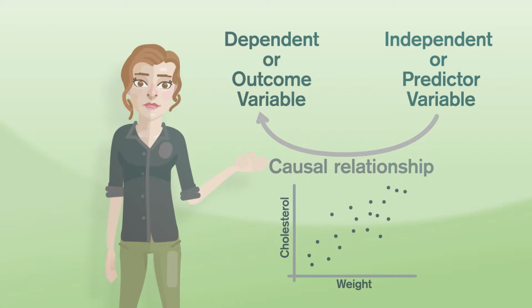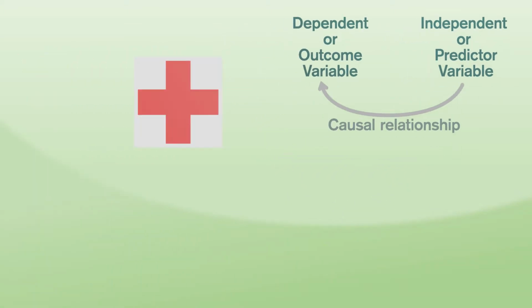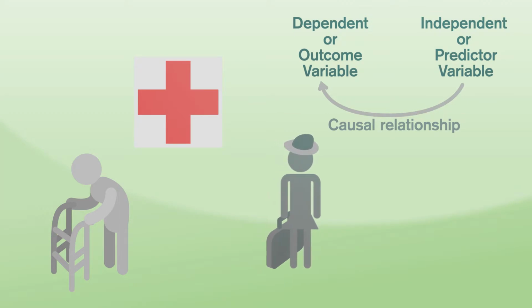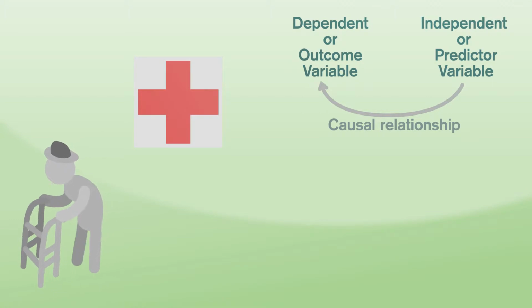And we may wish to quantify the relationship so that if you are given the value for the predictor variable, you can determine the value of the outcome variable on average. Is the length of stay in hospital related to the age of the patient? Do older people, for example, spend longer in hospital on average compared to younger patients? We may wish to be able to predict a length of stay based on a patient's age.